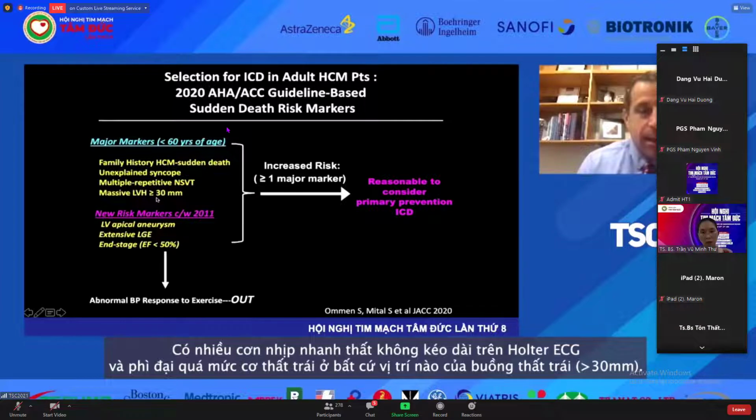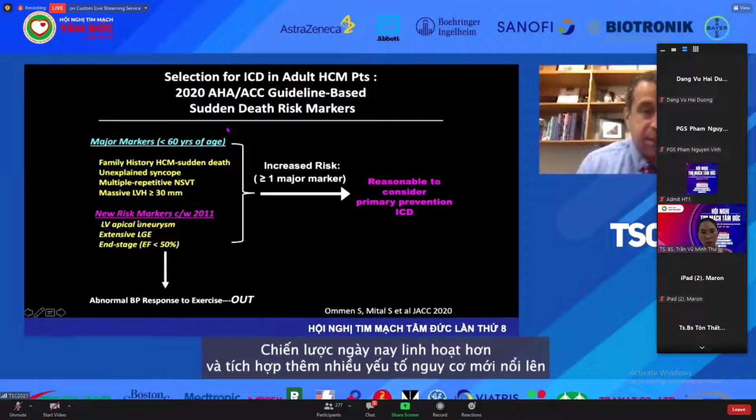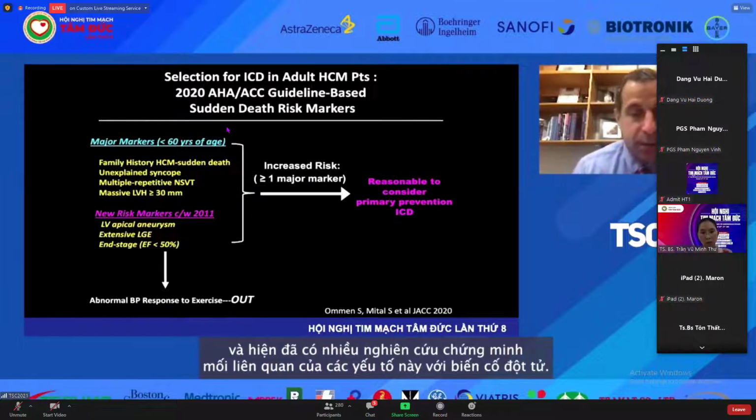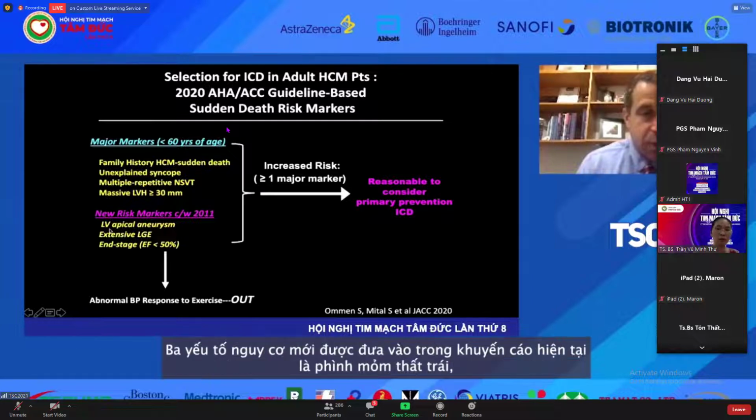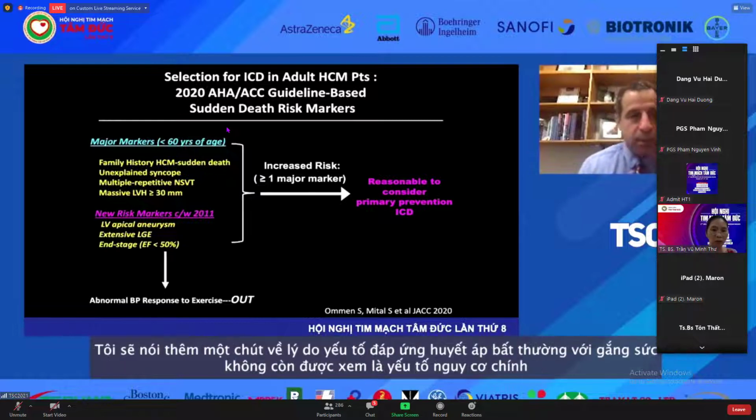In addition, I'm going to talk about some of the other strengths of this stratification strategy, but one of them, which is obvious right here, is that it's flexible. It can incorporate new risk markers as they emerge, and they have in this disease over the last decade or so, because studies have demonstrated their association with an increased risk of sudden death events. Those three newer risk markers incorporated into the recent guidelines are LV apical aneurysms, the high-risk subgroup of patients that have developed that; extensive scarring identified by contrast-enhanced MRI as late gadolinium enhancement; and systolic dysfunction, EF less than 50%. I'm going to talk a little bit more about those in a minute.